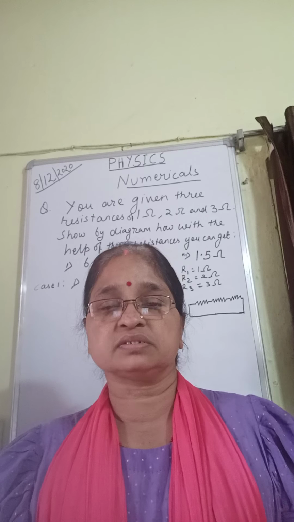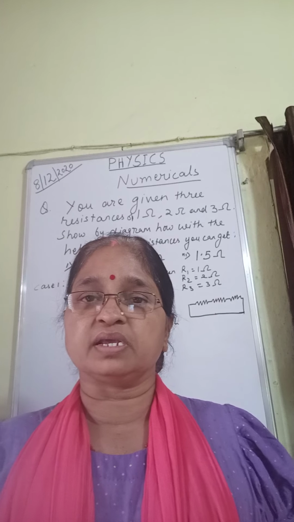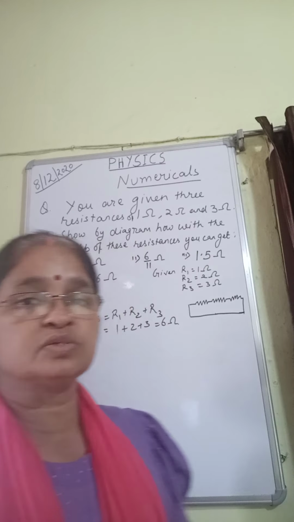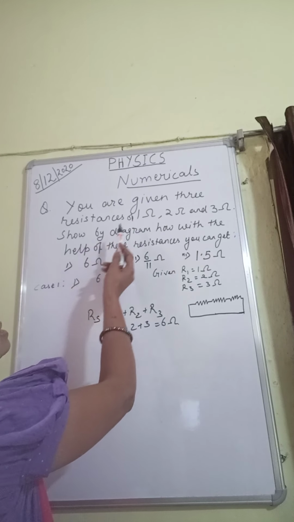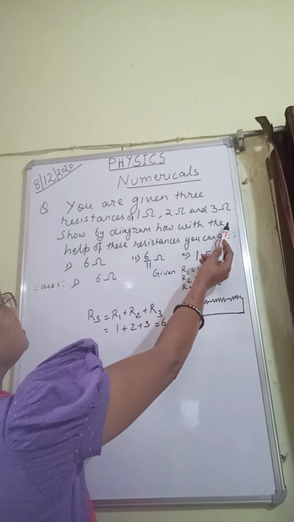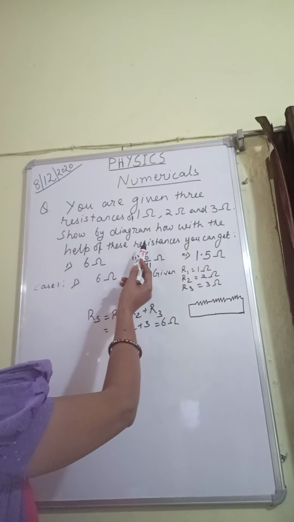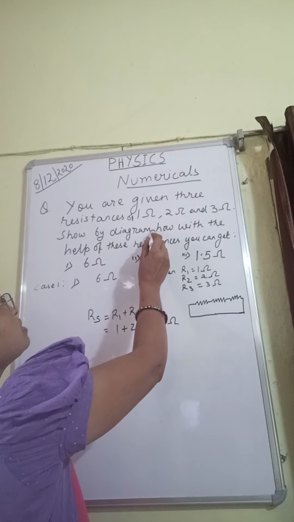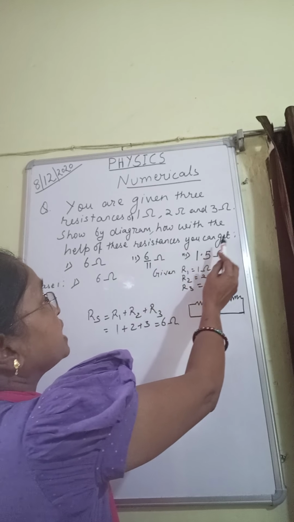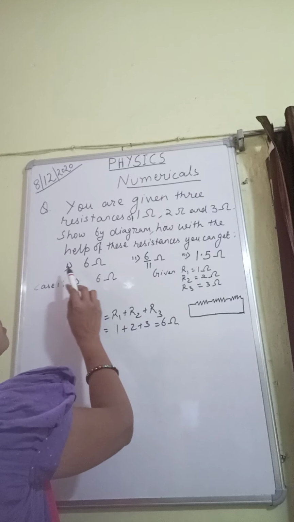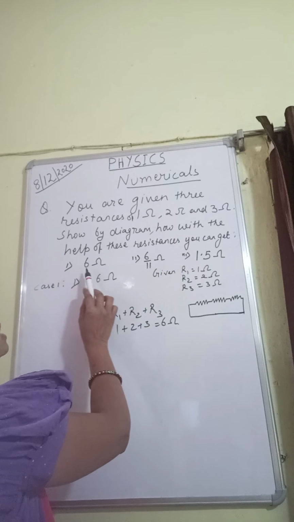Good morning, students. Today let us revise some numericals of electricity, so see the first question. You are given three resistances of 1 ohm, 2 ohm and 3 ohm. Show by diagram how with the help of these resistances you can get: first answer, we have to get 6 ohm.